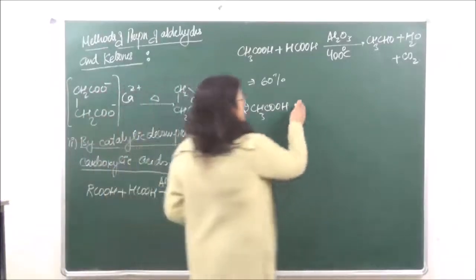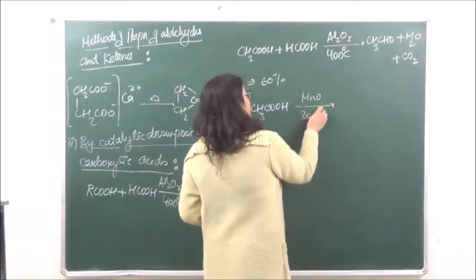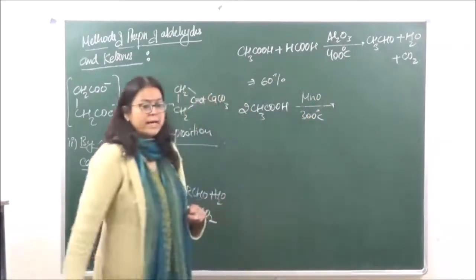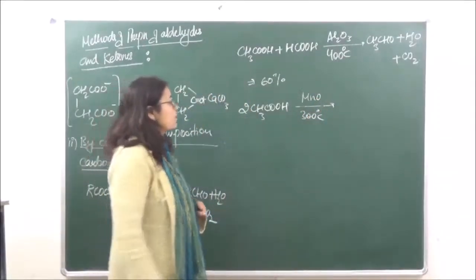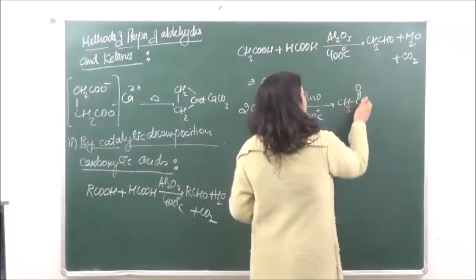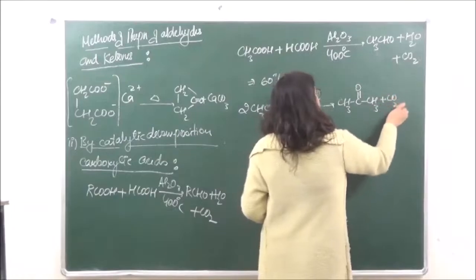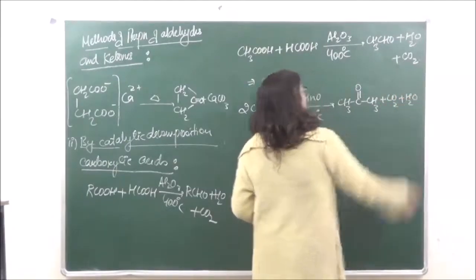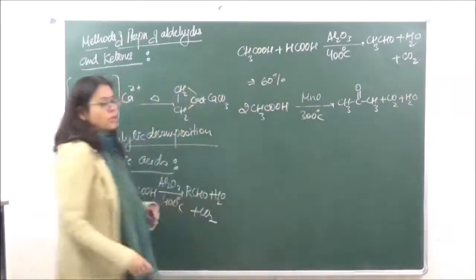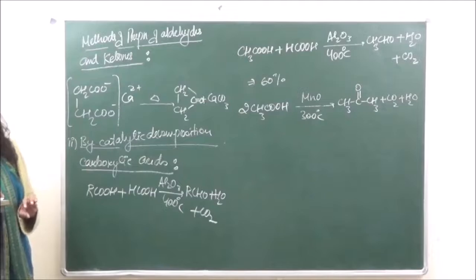CH3COOH, the catalyst which we can use over here is manganese oxide, and the temperature can be controlled at 300 degrees Celsius. Then we are going to get a symmetrical ketone plus water. Okay? So we are getting a ketone over here plus carbon dioxide plus water.